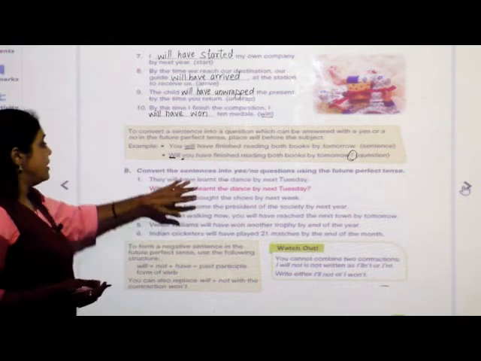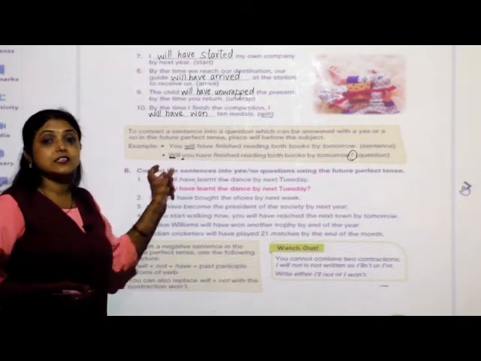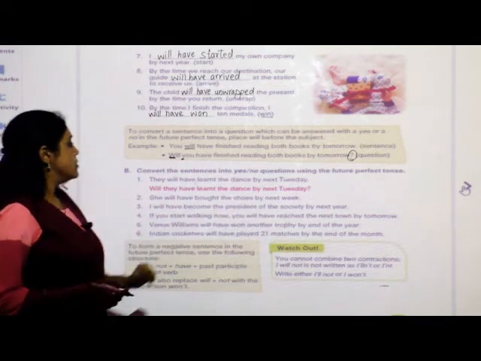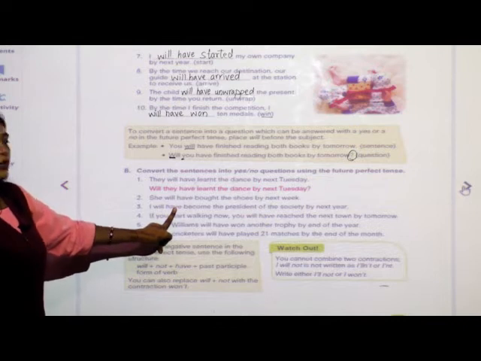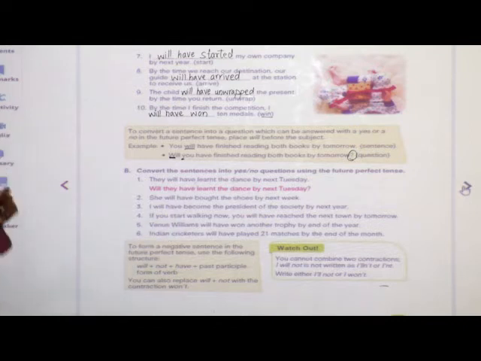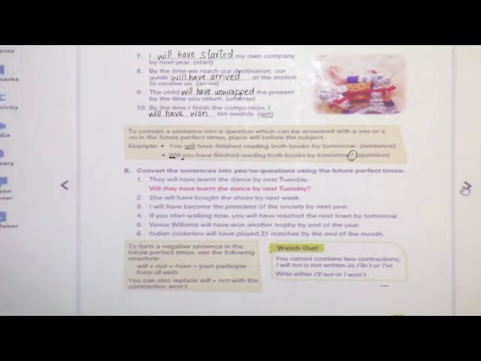So similarly, we have to solve these exercises, making the sentence into a question. So I'll just read it. One I will solve here. The remaining you will be solving. Convert the sentences into yes or no questions using the future perfect tense.